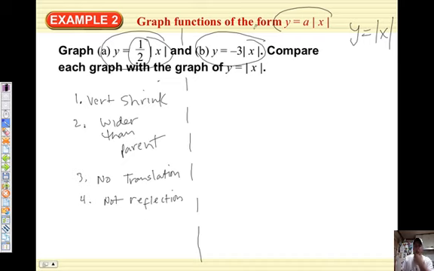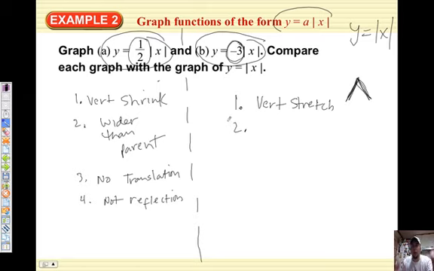Okay? Look at this one here. Letter B. Since A is negative, right away it tells me something. It's going to be a reflection. It's going to go down this time. It's going to look like this because A is negative. Okay? What else? Number 1, is it a vertical shrink or a stretch? Well, absolute value of A is greater than 1, which means that is a vertical stretch.